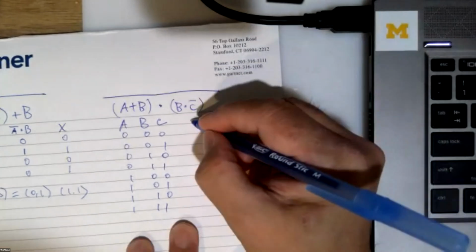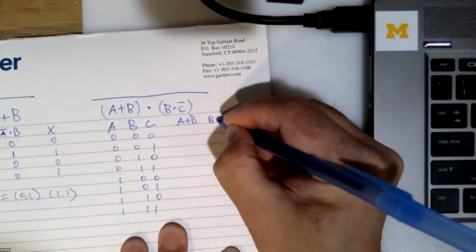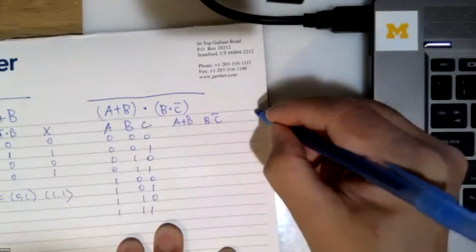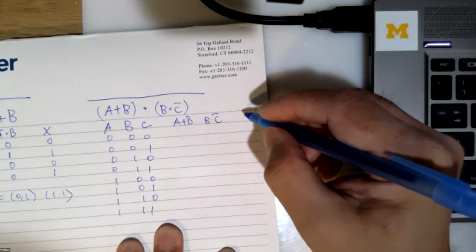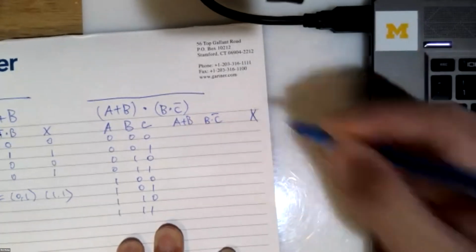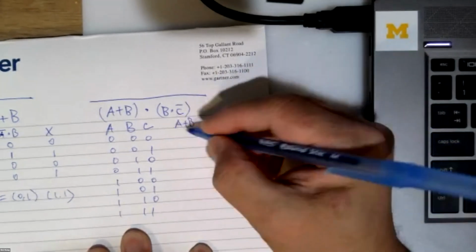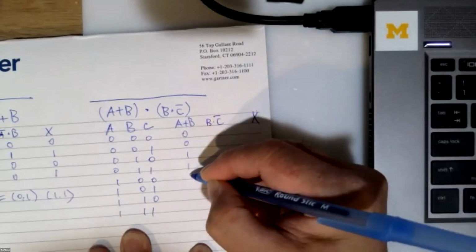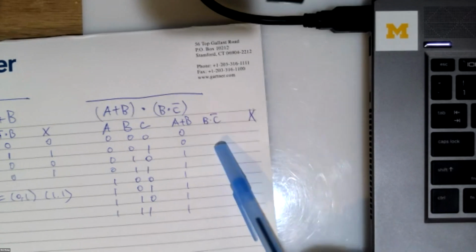And so we got A or B, and B and not C, right? And then, well, let's just do the result here, right? So A or B would be, let's just do that, right? 0, 0, 1, 1, 1, 1, 1, 1, right? Right, that's A or B in here. And then B and not C.